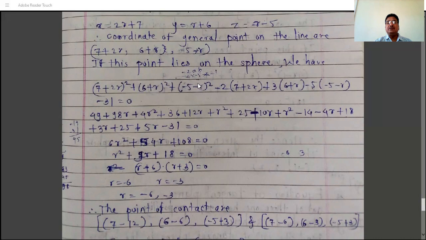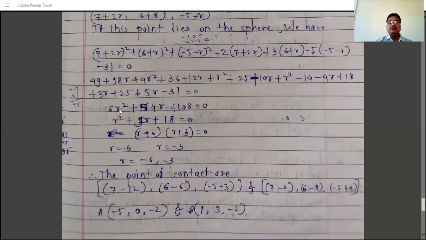The multiplication of these two is what? The square of (x plus y) bracket and minus (x minus y) bracket square, both are the same. So actually this is the square of (5 plus r). This is 25 plus 10r plus r square. Minus 40 minus 4r, plus 18 plus 3r, minus 2 plus 25 plus 5r minus 31 is equal to 0.